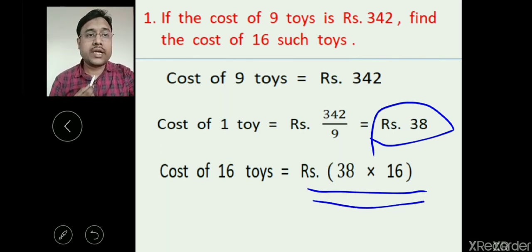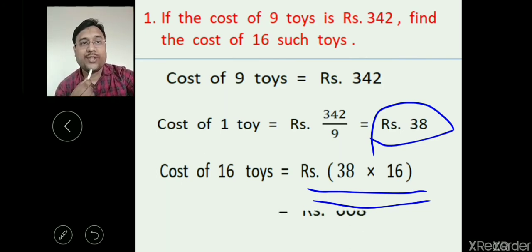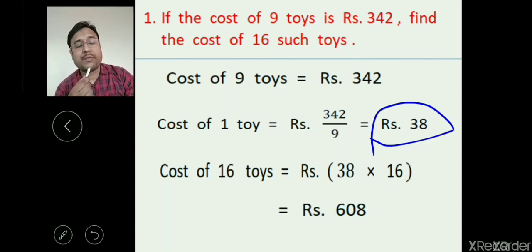So this is the way. That means 38 into 16, you only have to multiply. If you know the cost of 1 tee, then after that you have to multiply to find the cost of any other number of tees. Hope that is also very clear. Now students, when you multiply, the cost will come 608. That is the cost of 16 tees.